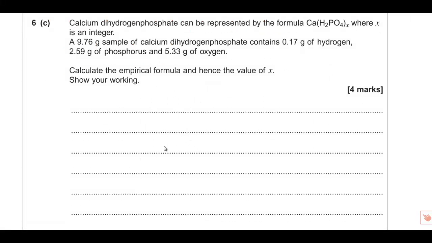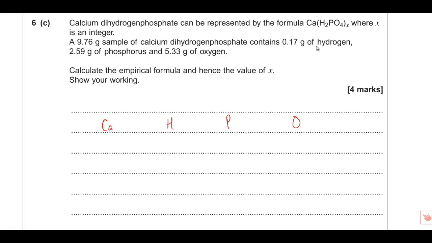Oh, still going. Calcium dihydrogen phosphate can be represented by the formula CaH2PO4X, where X is an integer. A 9.76 gram sample of calcium dihydrogen phosphate contained 0.17 grams of hydrogen, 2.59 of phosphorus, and 5.33 of oxygen. So, let's have a look here. Let's write all our elements out. That'd be my advice. Start with Ca, H, P, and O.